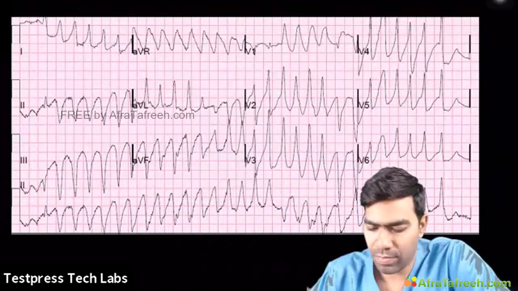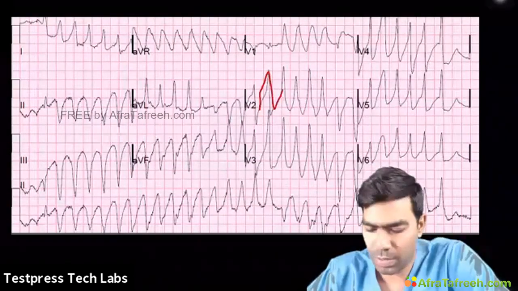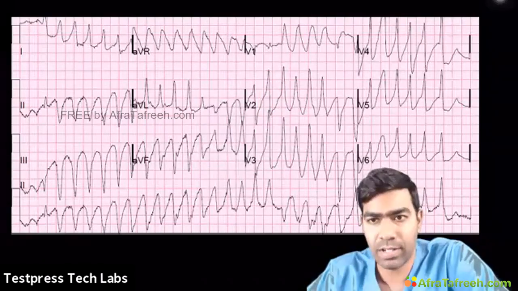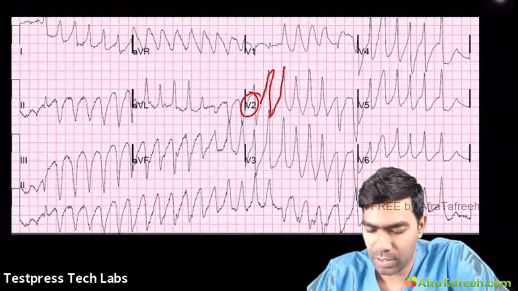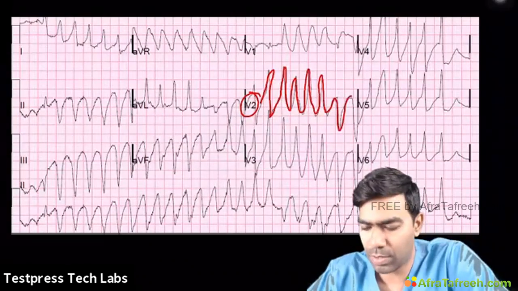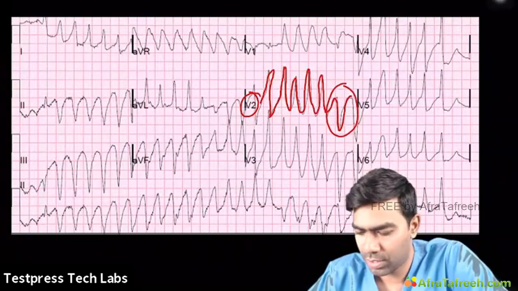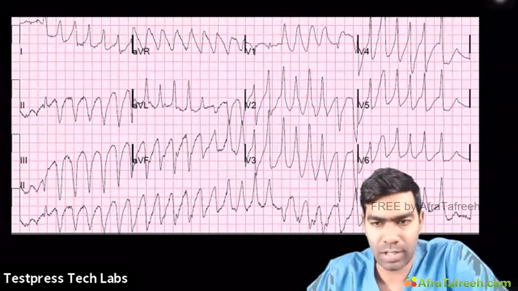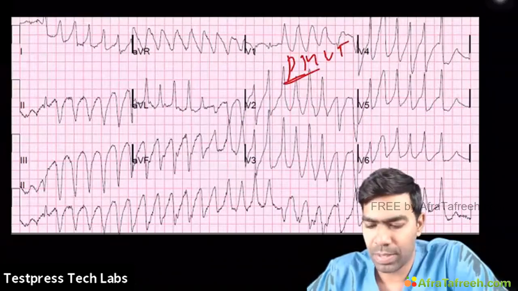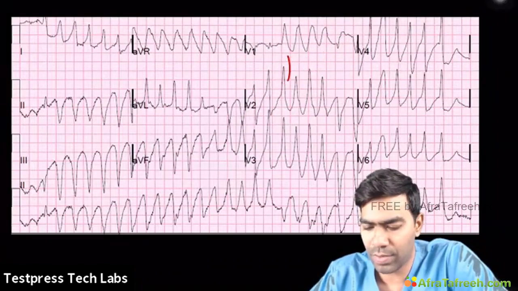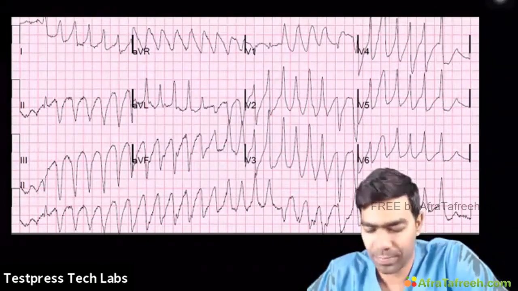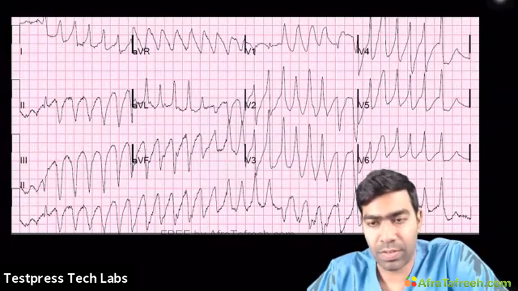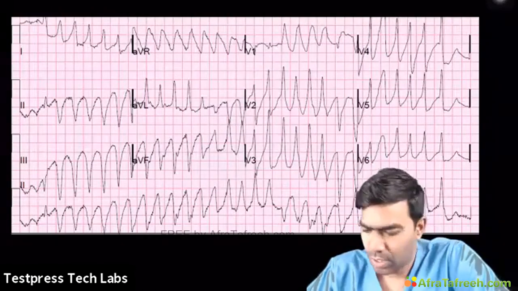So very simply, how can I find out it's a polymorphic VT? Take one lead. Don't see in different leads. Take V2 only and see here. You are seeing this kind of complexes. Suddenly you are seeing this kind of complex. So what is this an evidence of? This is not basically a torsades. I'll be calling this simply PMVT, that is polymorphic VT. Unless and until I have a long QT evidence or a typical sign of torsades, I'll be calling it polymorphic VT only. Clear? So fine.